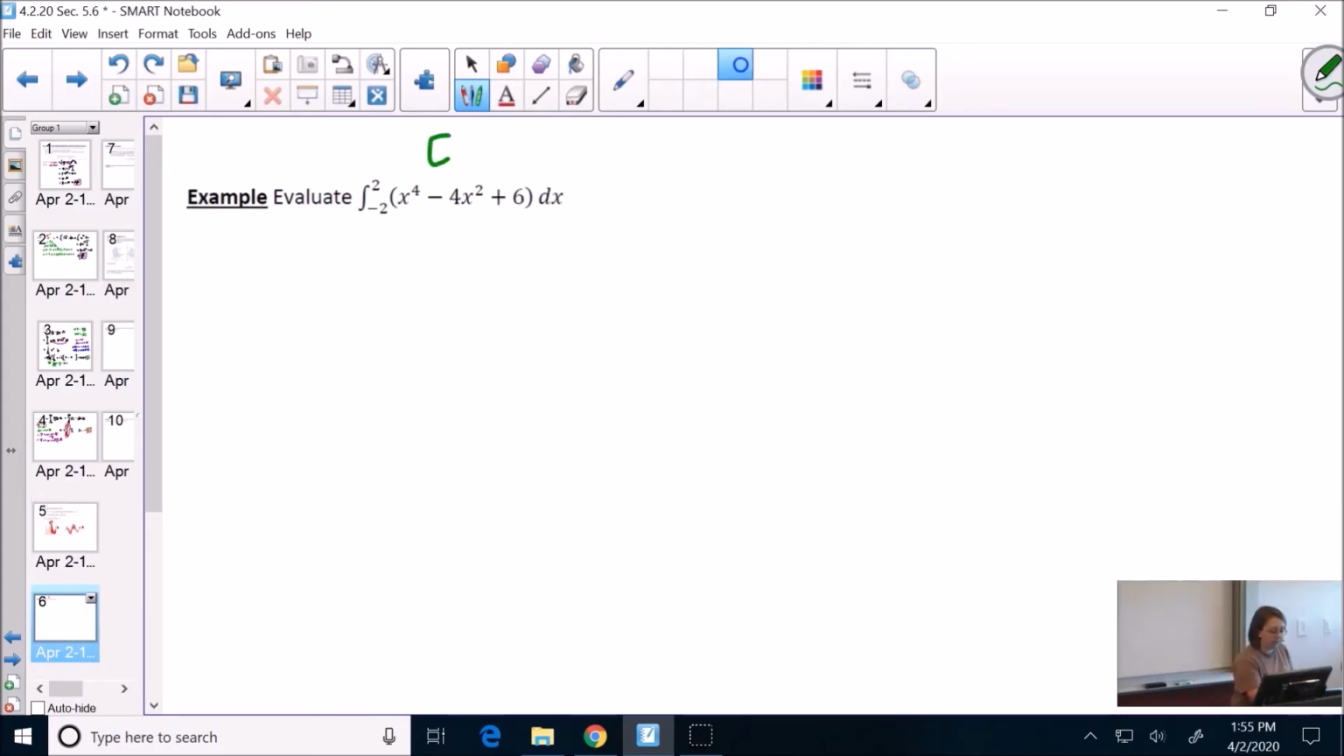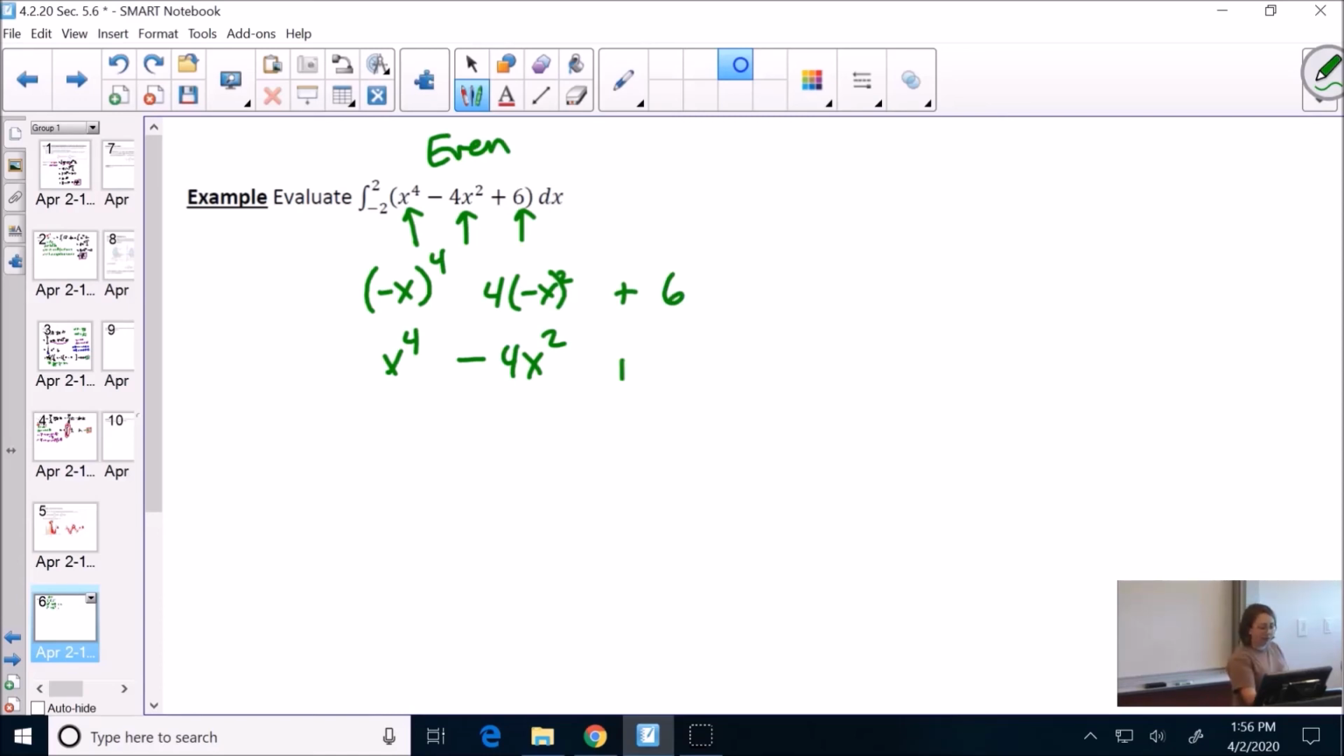How do I know this is even? If I were to put negative values in any one of these three positions, they all would end up becoming positive. Why? If I do negative x to the fourth, it's an even power, that would be positive. If I do negative x plugged in here, it has an even power, it would be 4x squared. Yes, there's a negative in front, but the negative I plug in is gone. Didn't do anything. Plus 6, well, there's nowhere to actually plug a negative in there, so that would still be positive. So because plugging in negative x did not change the function, that's why this is even.